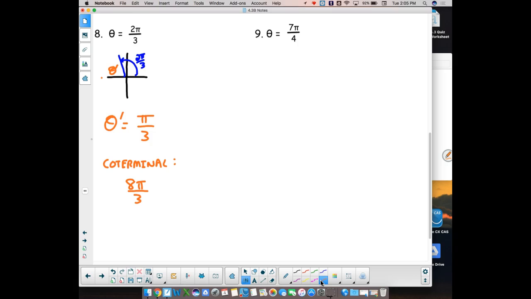Subtracting 6 pi over 3 gets me negative 4 pi over 3. Negative 10 pi over 3. Negative 16 pi over 3. Negative 22 pi over 3. Negative 28 pi over 3. All of those are coterminals with it. Just depends on how many loops you want to go around.